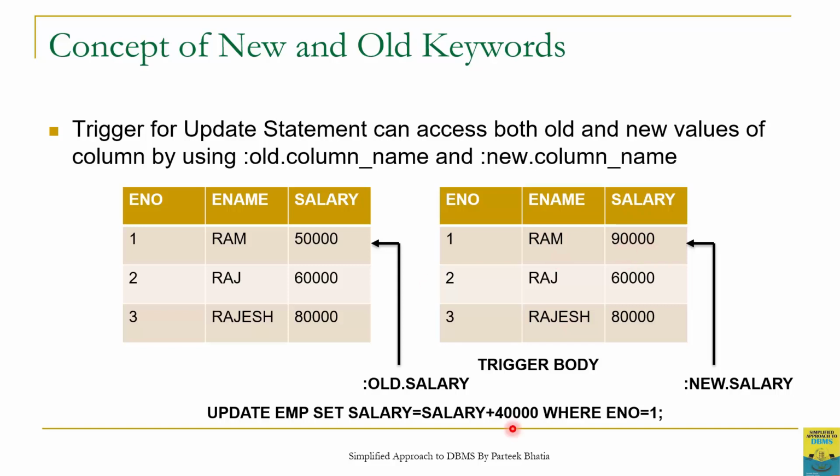It means to access the previous salary of the employee before performing this update operation, we can use the keyword :old dot salary. Here salary is the name of the column and this will return a value of 50,000. And in the trigger body, if we use :new dot salary, it will refer to the 90,000, which is the salary of the employee after performing this update operation.